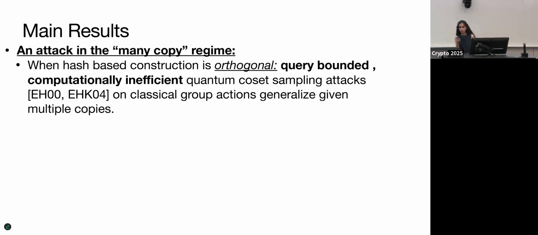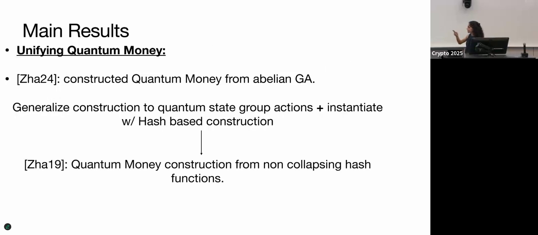Like I talked about before, there already exist quantum algorithms against classical group actions. These algorithms generalize to quantum state group actions if this construction is orthogonal, and second, if we're given enough copies. So all of our security is based in the bounded copy setting for orthogonal group actions. Okay, and the third main result is that we unify two existing quantum money schemes.